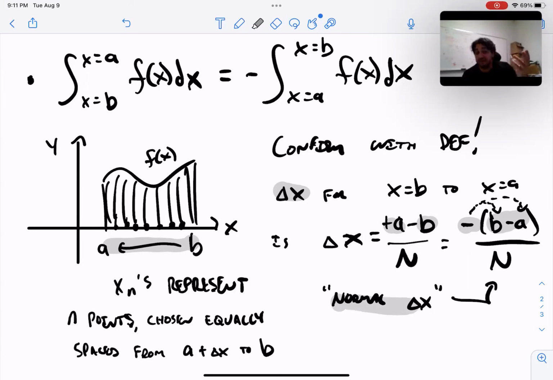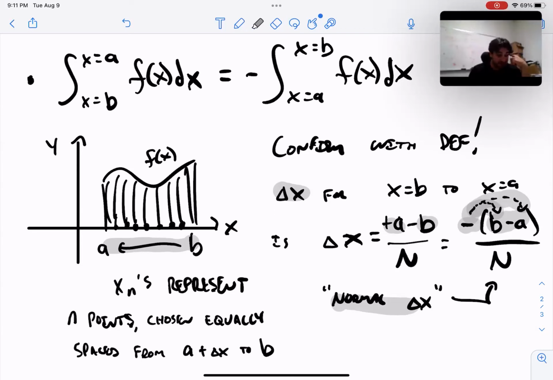Why are they the same? Well, look at that negative sign. If you distribute it to the b, you get a negative b. If you distribute it to the a, you get a positive a, which is what we have on the other side of the equal sign. So they're equal to each other. So this is why these integrals are negatives of each other, because they really have the same delta x, except they're just off by a minus sign, right? When you interchange a and b.